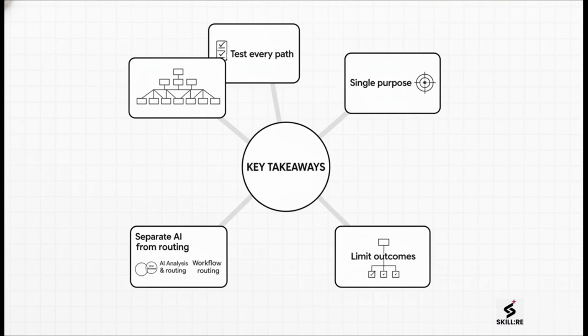So as you start building, just keep these key takeaways in mind. It's like a final checklist. 1. Make sure every decision point has one and only one job. 2. Limit the outcomes to just a few per decision. 3. Remember the golden rule. Separate the AI's analysis from the workflow's routing. 4. Keep your decision trees short and simple to avoid complexity. And finally, and I cannot stress this enough, test every single possible path. Your future self will thank you.